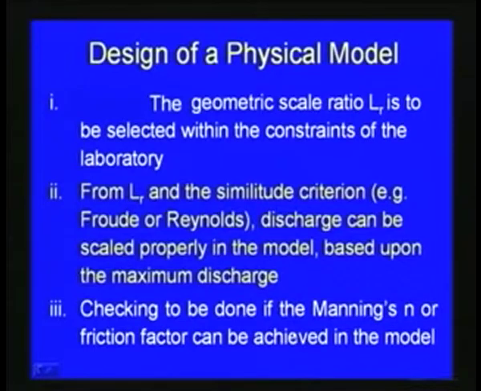As we have seen in the case of a river model or an estuary model, it is very difficult to achieve the turbulence or the friction effect. So, the third important step is to see whether we can achieve the roughness coefficient like Manning's, or the friction factor, in the modeling. The fourth step is that the Reynolds number or Froude number, wherever applicable, should be checked for minimum flow conditions. This is very important.